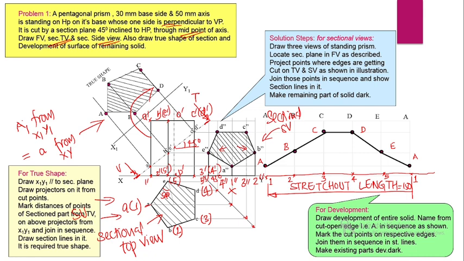Then we can connect all the points. That will become the development of the entire lateral surface. Then we can draw vertical lines showing the fold lines, and the fold lines must be in medium thick lines. Here 2B is a fold line, 3C is a fold line, 4D is another fold line, and 5E is also another fold line. We can draw those fold lines also. Then this will become the development of the lateral surface of the remaining solid.